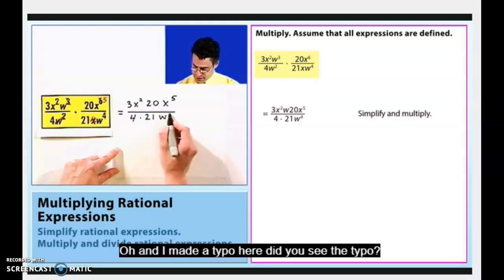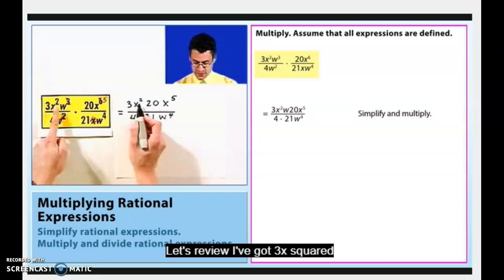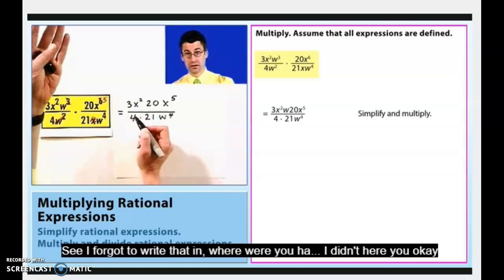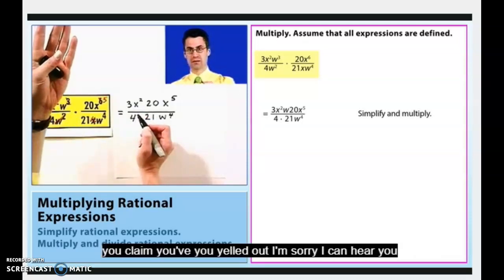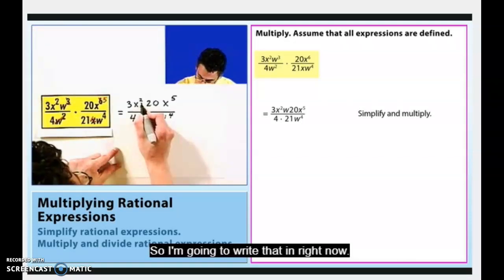Oh, and I made a typo here. Did you see the typo? Let's review. I've got 3x squared, but what about that one lone w? I forgot to write that in. Where were you? Huh? I didn't hear you. You claim you yelled out? I'm sorry, I didn't hear you. So I'm going to write that in right now.